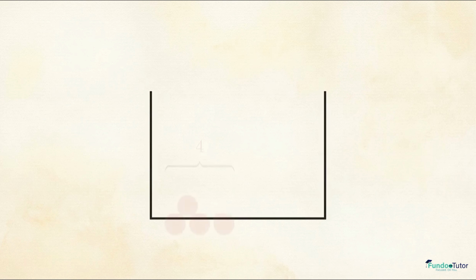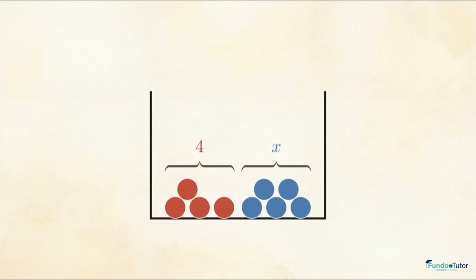Consider a bag with 4 red balls and an unknown number of blue balls, which we'll call x. This makes our total number of items x plus 4. We are drawing 2 balls at random without replacement. This means the contents of the bag change after the first draw, affecting the total count for the second.